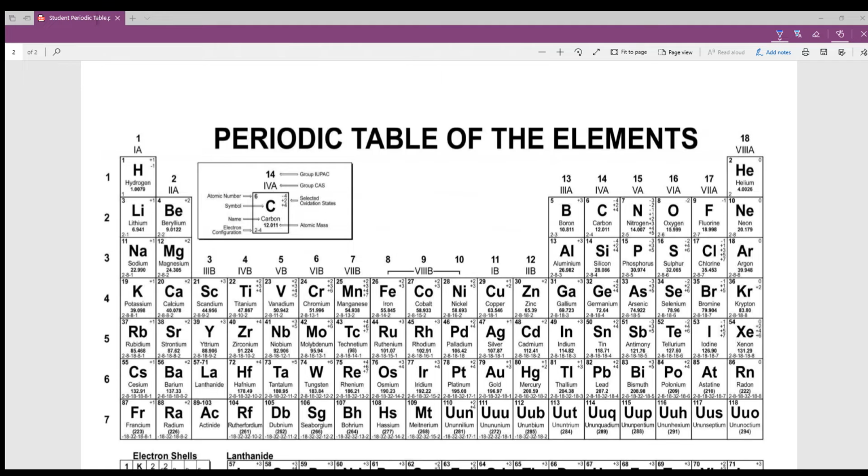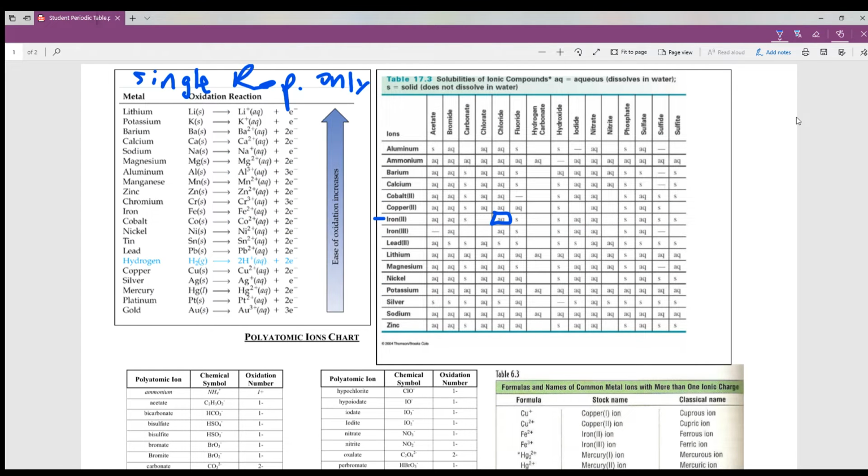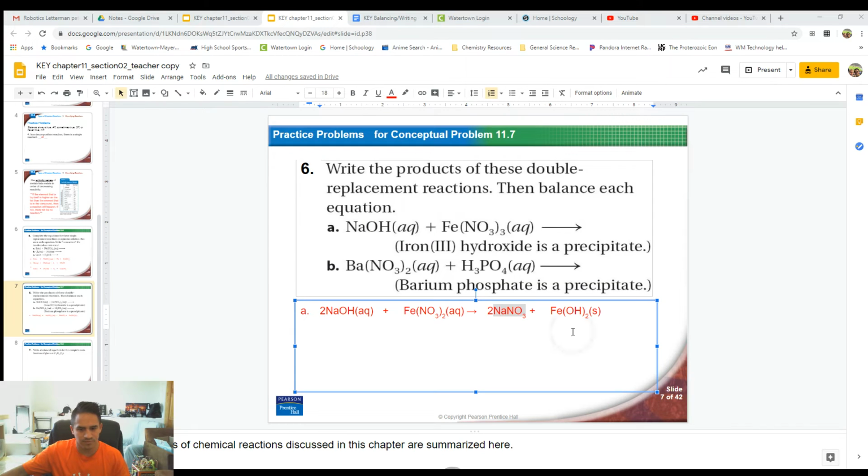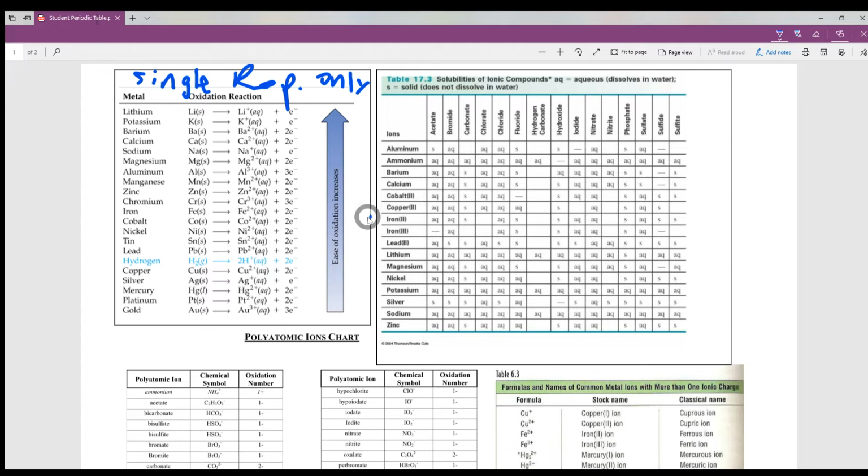So let's go take a look at the back of our periodic table. We're going to take a look at the solubility table part, which is the upper right. Okay, so we have iron. What did we have? We had iron 2 hydroxide and sodium nitrate. All right, so let's go take a look. So iron 2 is here. Hydroxide is here. So if we line these up, that says solid. So beautiful, that one is a solid.